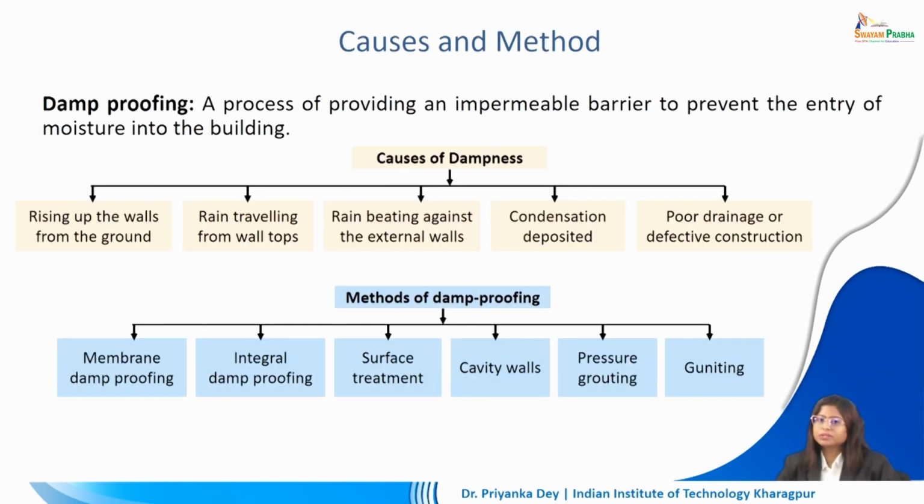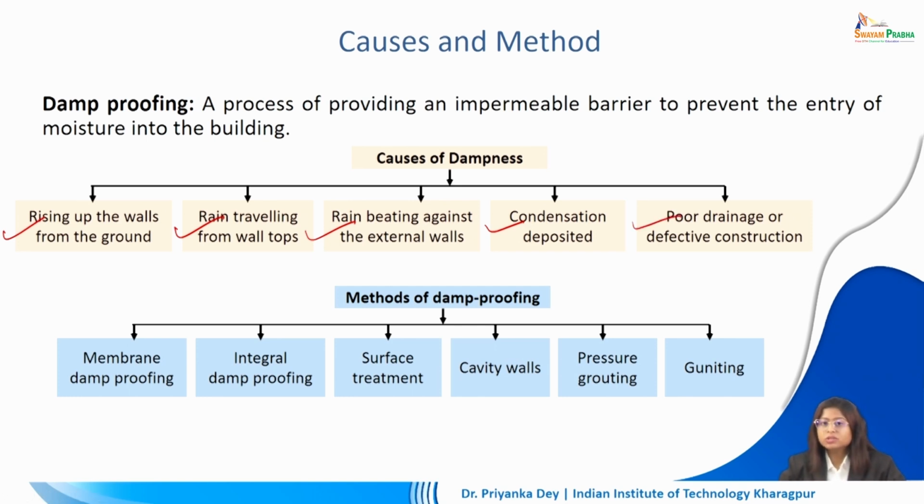There are several causes of dampness. Water can rise through the walls from the ground. Rainwater travelling from the wall tops can also cause dampness. Rain beating against the external walls, deposition of condensation and poor drainage or defective construction can lead to dampness.